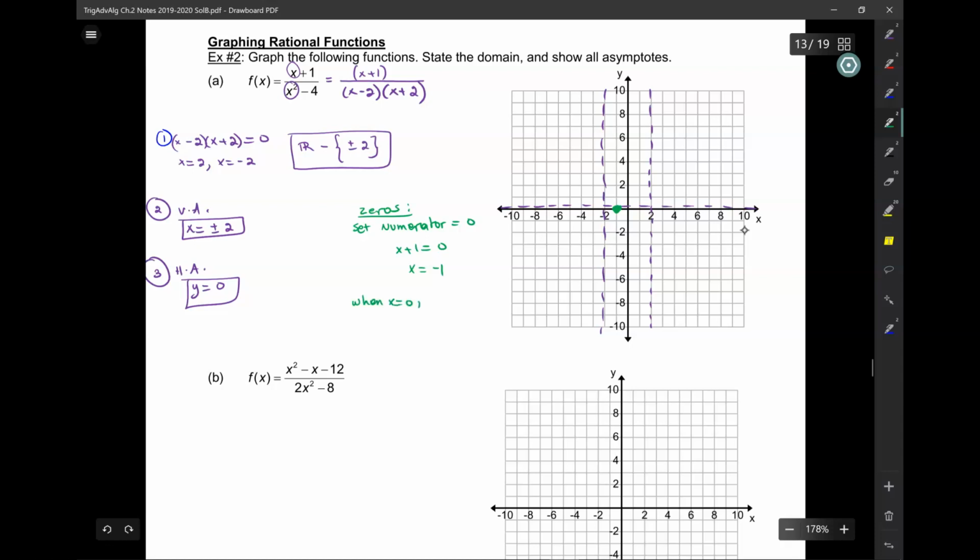When x equals 0, what's y? Let's plug it into the very first function. It's 0 plus 1 over 0 minus 4. Negative 1 over 4 here, right? So now do you see how that already narrowed down how this is going to look? It's got to look like this. So it's got to go up here.